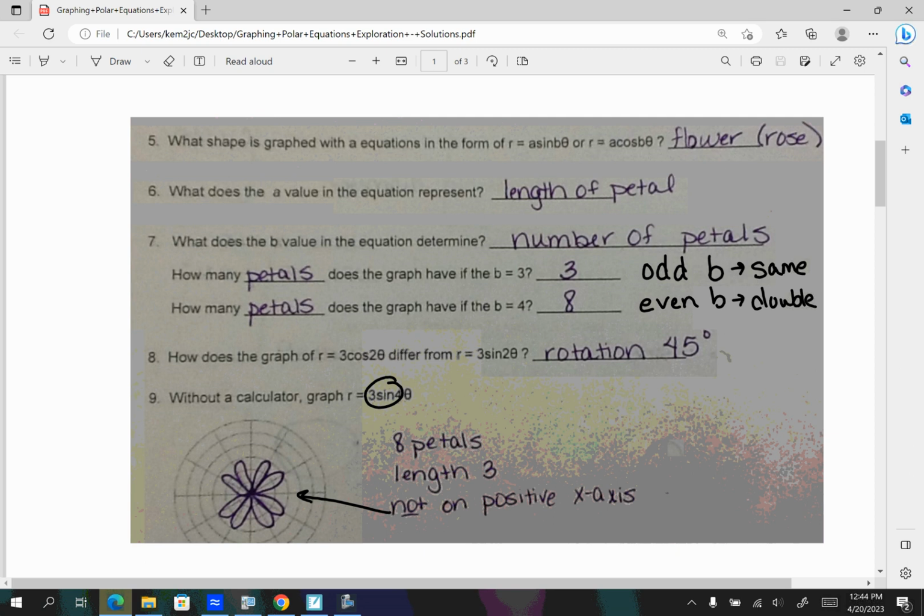Number 8, sine and cosine are actually just different from each other. These are a little harder to see because of the symmetry, but it's a rotation of 45 degrees away from one to the other. The easiest way to tell if it's sine or cosine when you're looking at a rose curve is to look on the positive side of the x-axis. If it's a sine graph, there will not be a petal on this side of the axis. If it's a cosine graph, there will be a petal on this side of the axis.